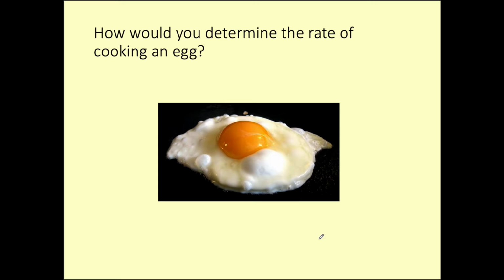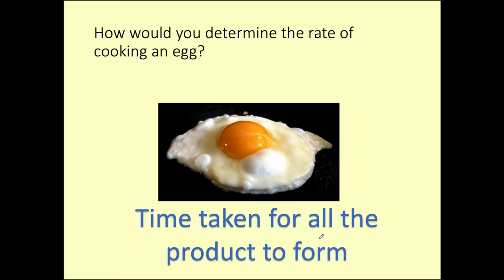So when we think about rates, we think about how quickly things are happening. And so when we are cooking an egg, we measure the time that it takes for that product to form. So we know the egg is cooked when we see the white and the solid formed compared to that transparent liquid that it starts off with. So thinking about how quickly that happens, we can measure our time and have a look at how quickly that has happened, whether it's taken a long or a short time.